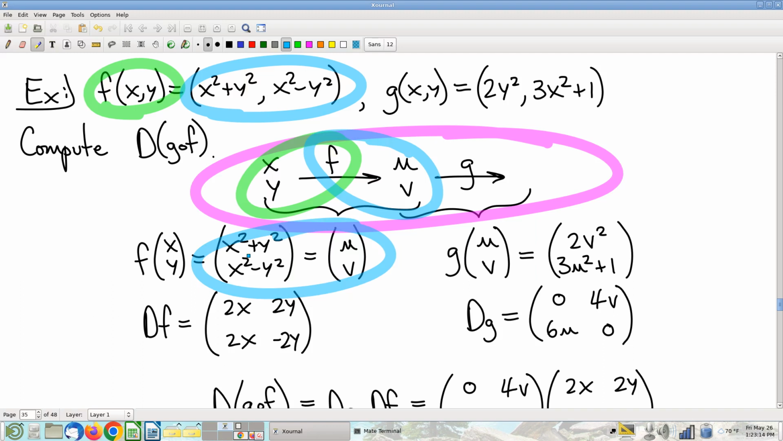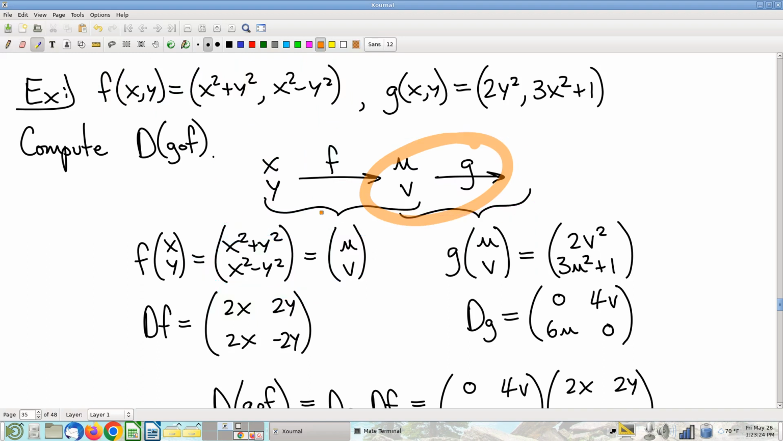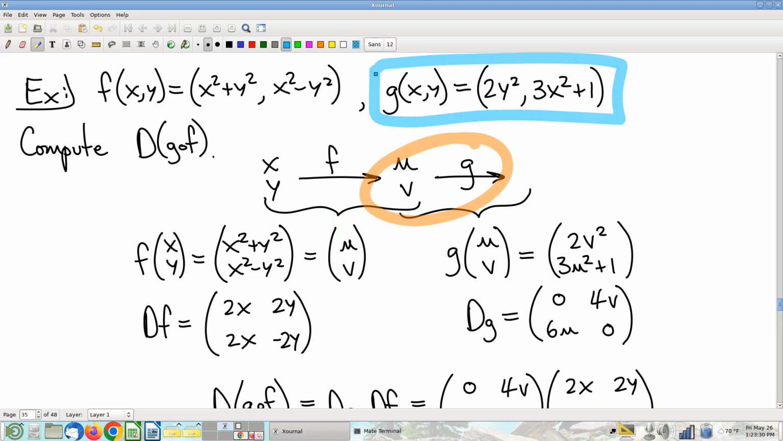Well, once I've called them u and v, that means I kind of have to then rewrite g as a function of u and v. And so I have to take this otherwise perfectly reasonable way to represent the g function. I need to rewrite it in terms of u and v. Same exact function, didn't change the function, I'm just changing the dummy variables.